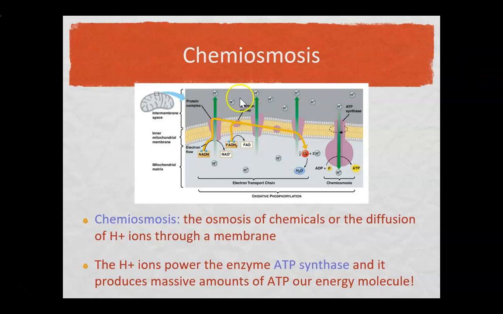diffusion, right? So we're using the fact that that electron transport chain has created this concentration gradient through active transport, and then we're going to couple that with facilitated diffusion of those H pluses through that ATP synthase enzyme to create all of that ATP.